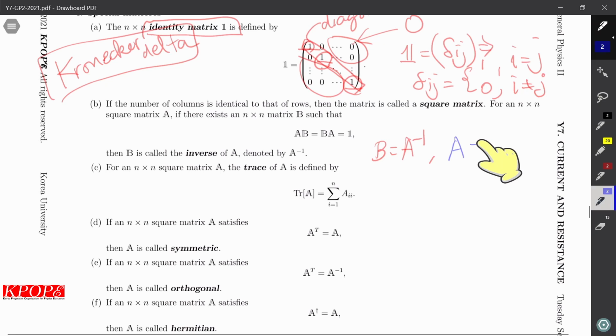N by n square matrix A. Trace of A, B, C, D. Trace is the sum of the diagonal elements.